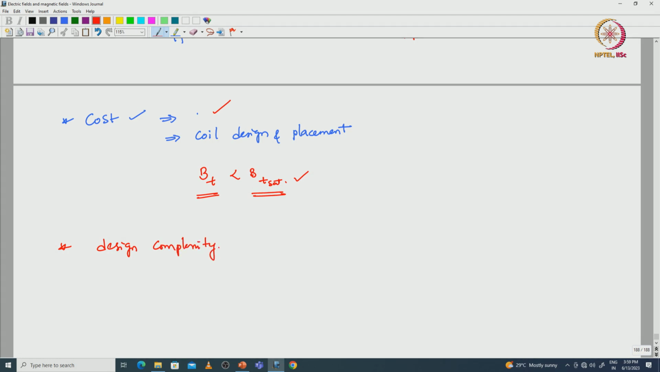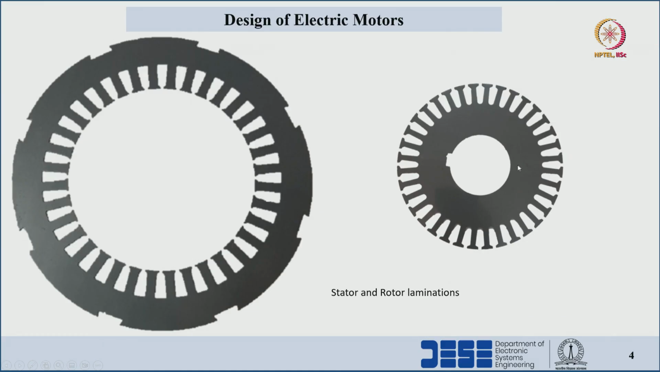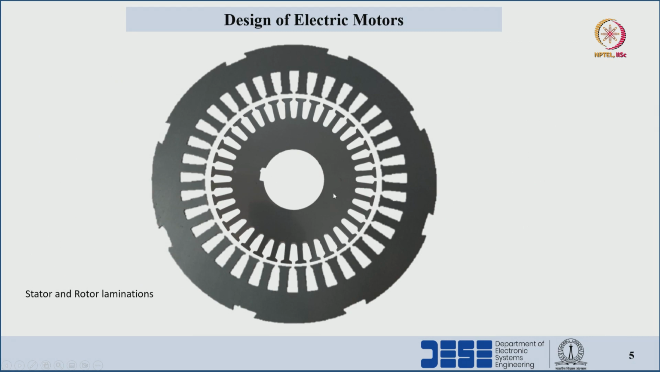Okay. The design complexity, the first and foremost point with respect to the winding structures. I will show you one winding structure. We can see here stator laminations and rotor laminations. For a single lamination, we can see here the stator core, and the right side one is the rotor core. Here we can see both the stator laminations as well as the rotor laminations.